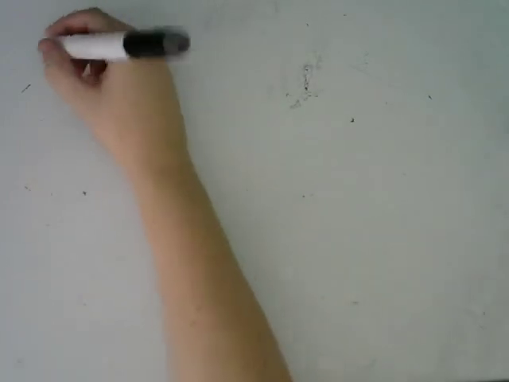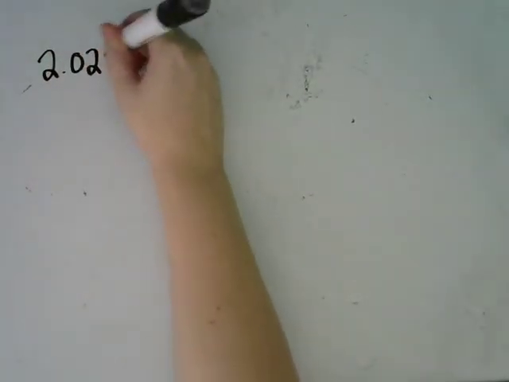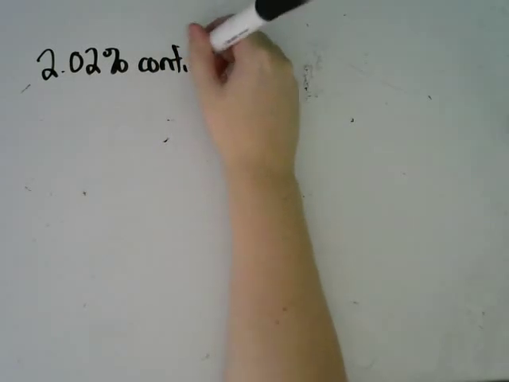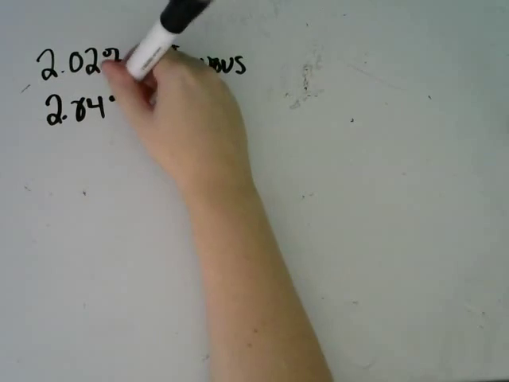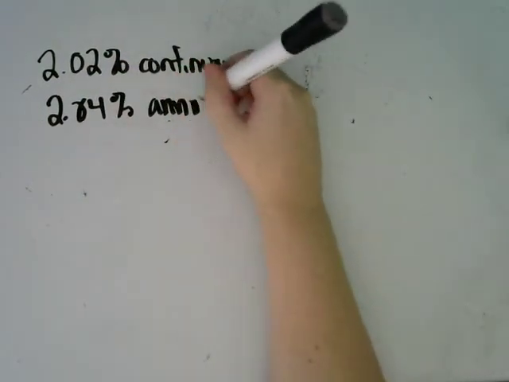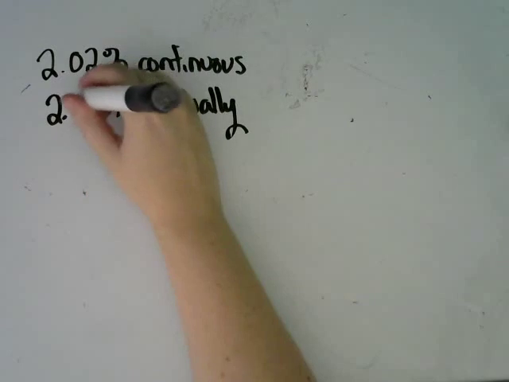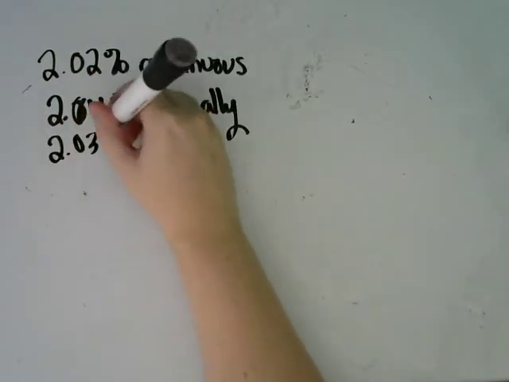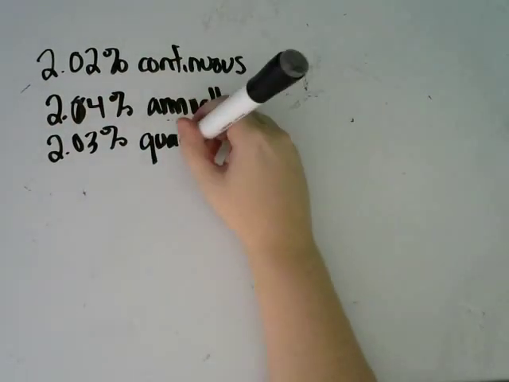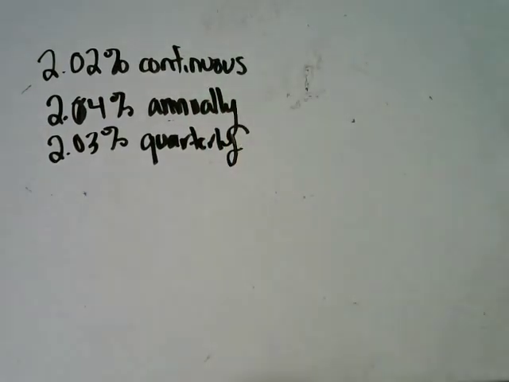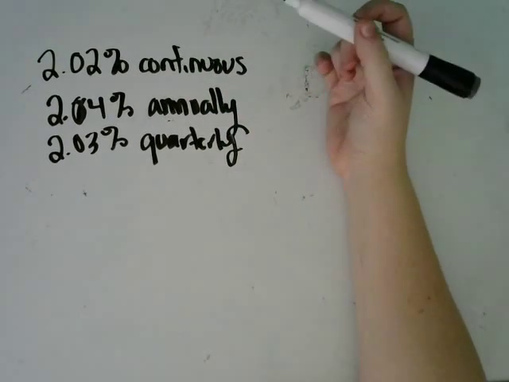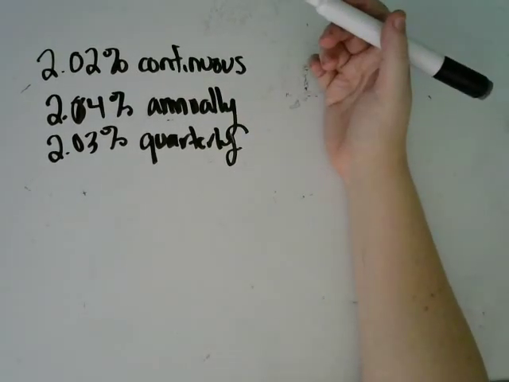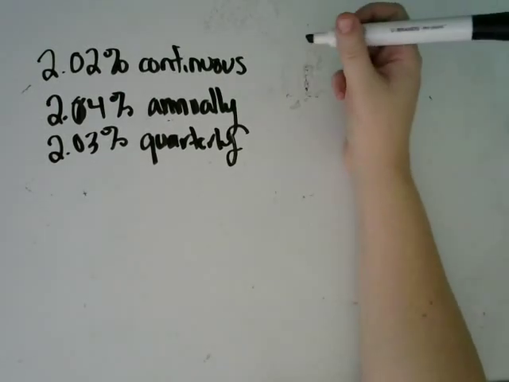So example 8 is asking you to compare the interest rates for 2.02% continuous, for 2.04% annually, and for 2.03% quarterly. All of these interest rates are similar, but you'll notice that the highest interest rate has the least amount of compound frequency, and we're going to type each of these into our calculator to determine the effective interest rate.